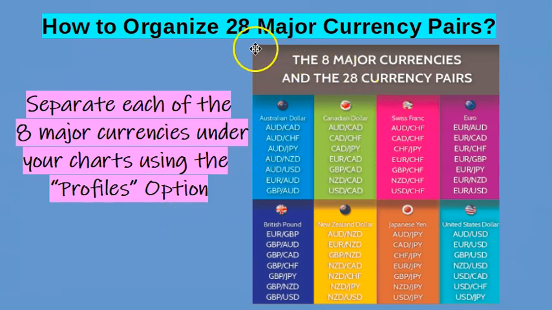First of all, did you know that there are 28 major currency pairs based on the 8 major currencies? What are the 8 major currencies? Okay, we'll take a look here.